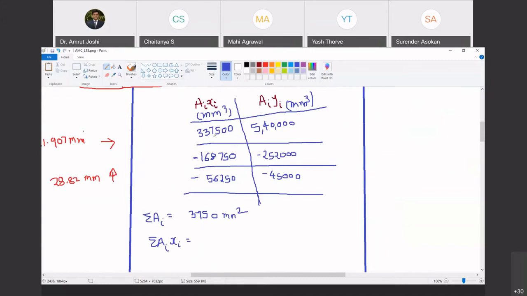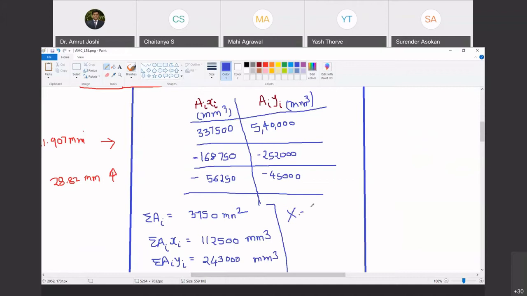What is the value of summation AIXI? So क्या करना पड़ेगा? 337500 minus 168750 minus 56250. How much is that? So 112500, that is in mm cube. And what is summation AIYI? So 243000 mm cube.